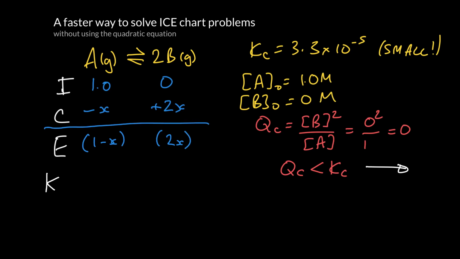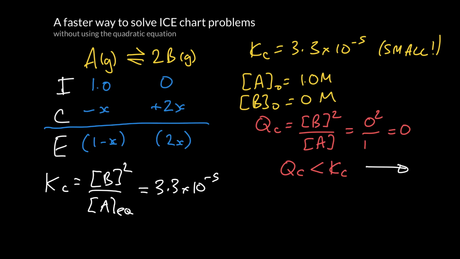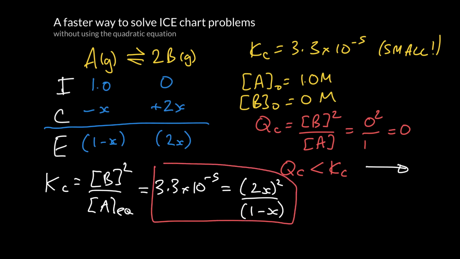Then we go ahead and we set up the equilibrium expression, so Kc is the concentration of B squared over A at equilibrium. We are told in the problem, and this is the key factor, that this is small, 3.3 times 10 to the minus 5, and it's going to be equal to the concentration of B all squared over the concentration of A. At this point, technically we have a quadratic equation, so we can just expand out and rearrange and use the quadratic formula and throw away one root and we're done.